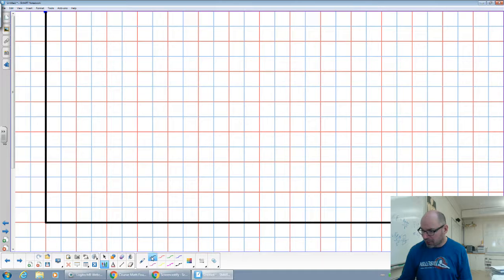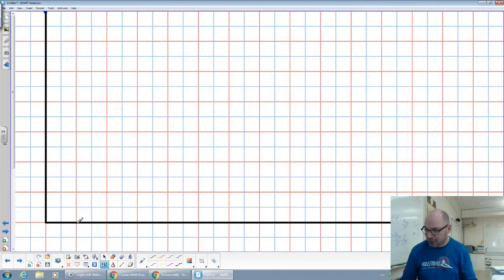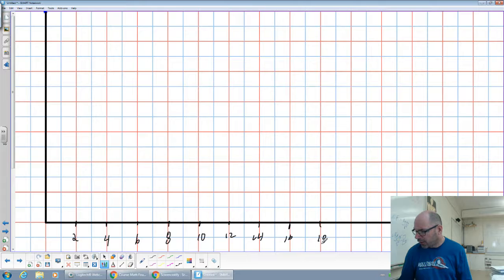Okay, we'll go with black here. I'll use skinny writing so I can fit everything nicely. Okay, got a 2, 4, 6, 8, 10, 12, 14, 16, 18, and 20 is where our graph ends.